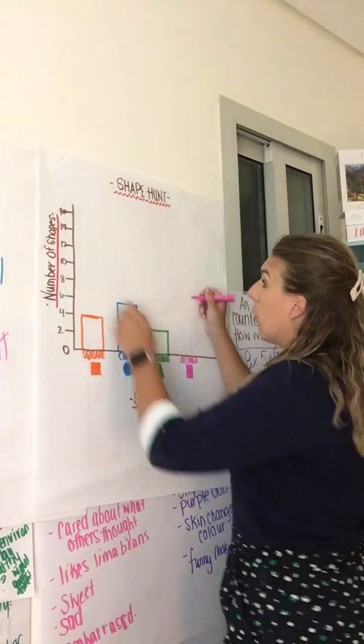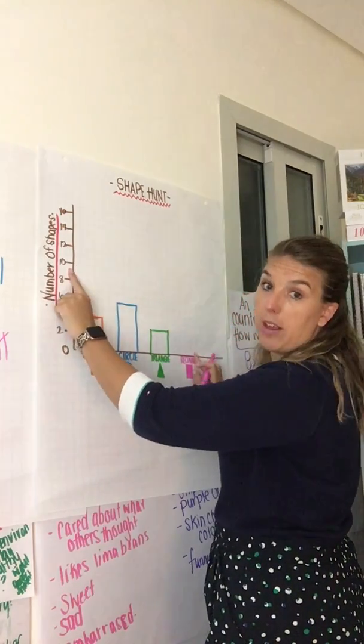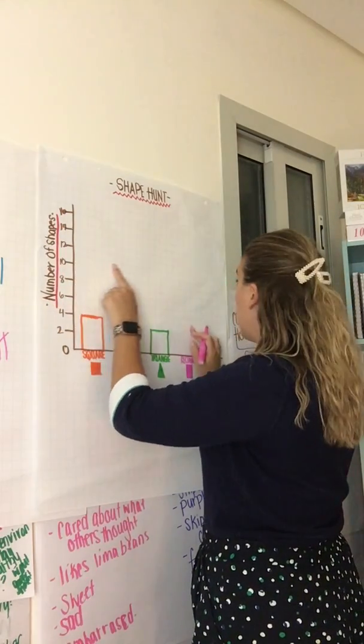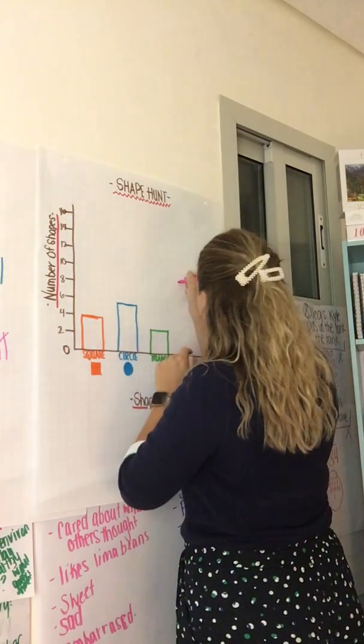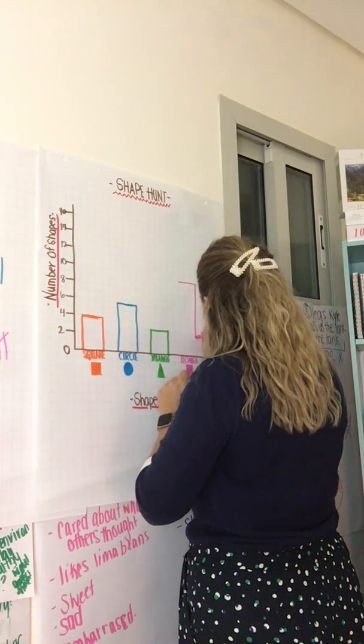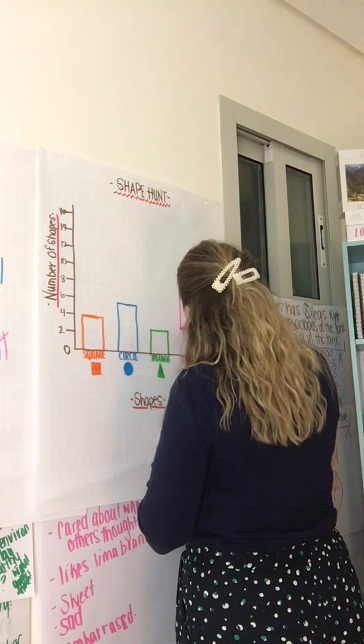Finally, I have rectangles, which are 10. So I go all the way up until I find the 10. You can do it like this to make it easier so you pinpoint it more. And I make my box for rectangles.